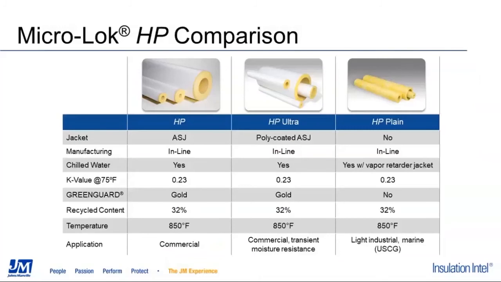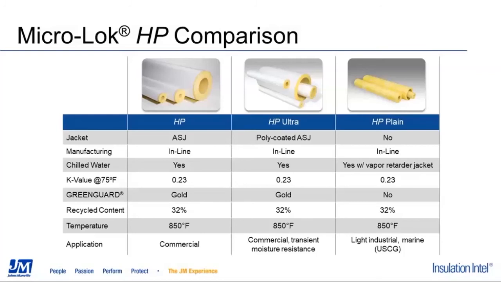So this is an excellent slide for comparing the differences across JM's fiberglass pipe offerings. Again, there's Microlock HP, HP Ultra, and HP Plain, and the primary difference between these 3 offerings is the jacket or the lack thereof. All 3 offerings are manufactured on an inline process in our plant in Defiance, Ohio. And it's also worth mentioning that JM is unique in that we also manufacture our own ASJ jackets, so we have total control over the entire production process.